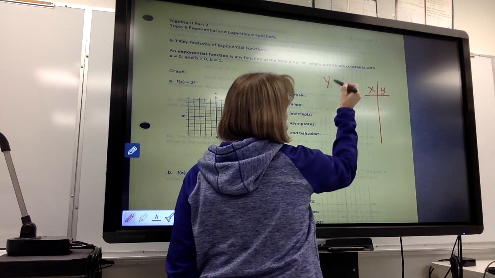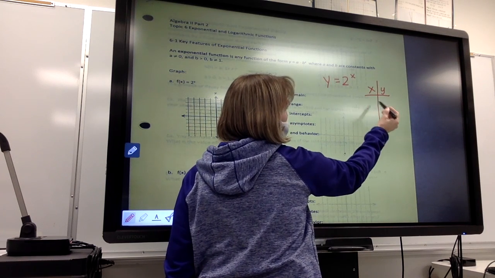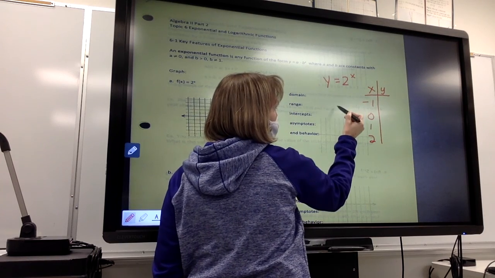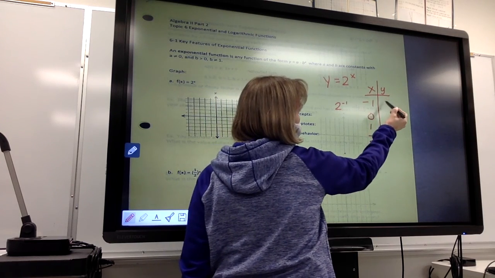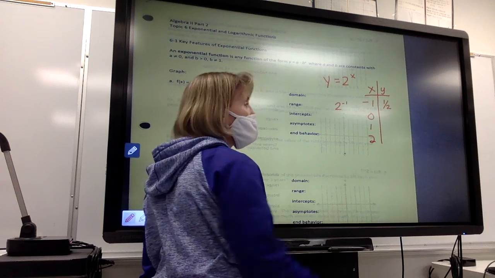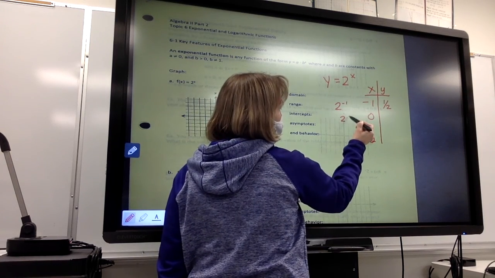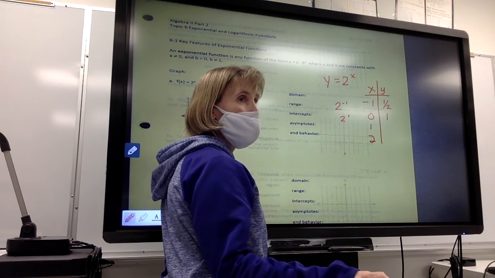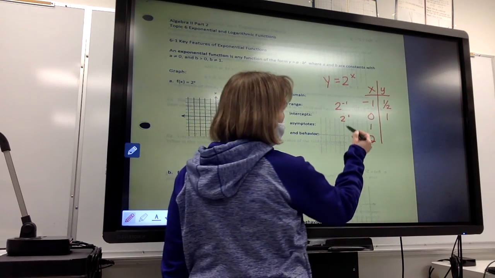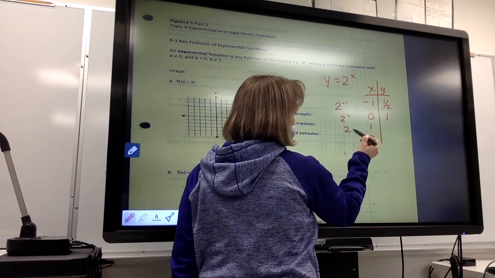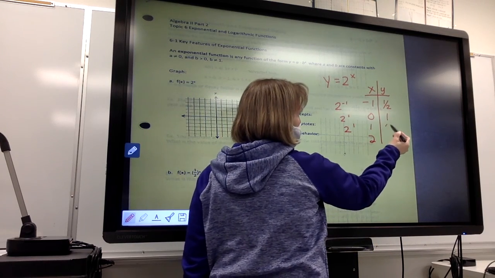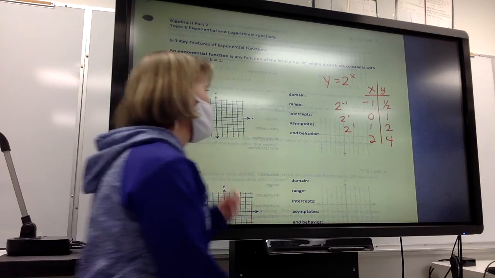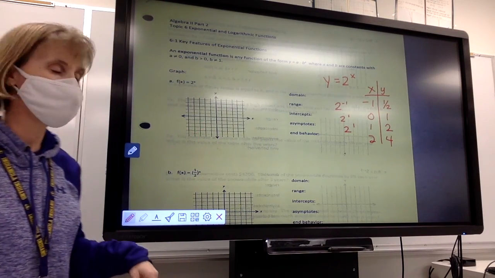So we have y equals 2 to the x power, and I put in negative 1, 0, 1, and 2. When I put the negative 1 in, 2 to the negative first, we already said was a half. 2 to the 0 power equals 1. Anything to the 0 power equals 1. If I put in a 1, 2 to the first, that's 2. And if I put in a 2, 2 to the second, it's 4. Okay, so we're going to plot those on our graph.